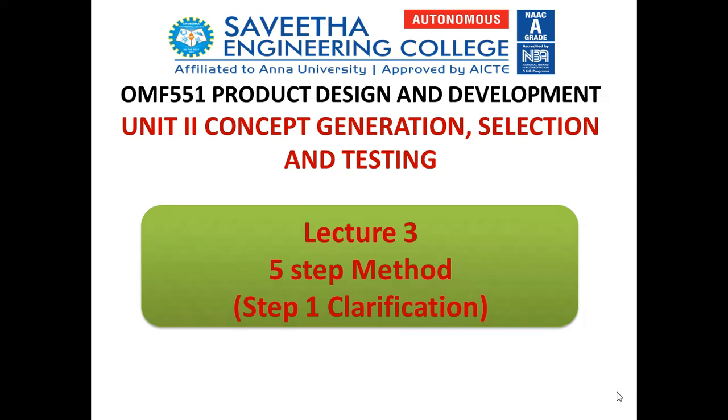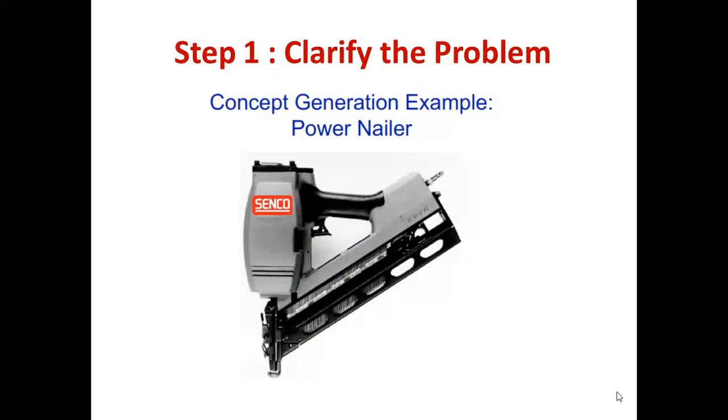Now we are going to discuss the 5-step method. That is step 1, clarification. So clarification of the problem, concept generation, example: power nailer. We are going to create a concept for a power nailer. What are all the problems existing in the previous nailer? We have to identify the problem and give a new concept. This nailer eliminates the hammering on the nail, so we are creating a new concept.